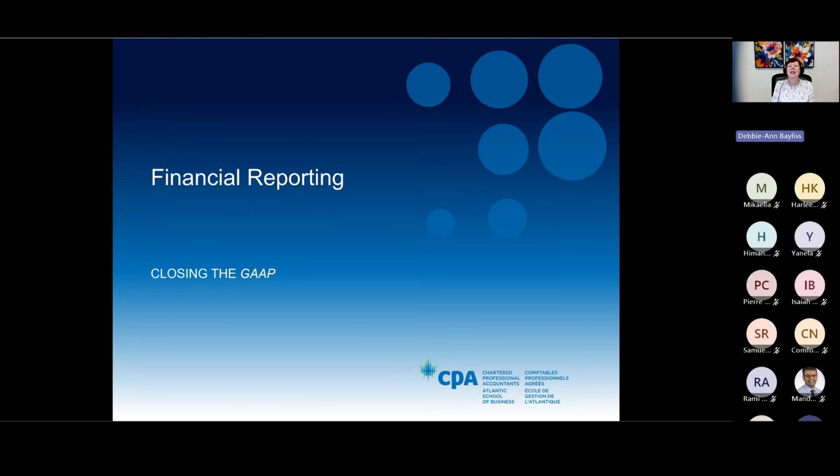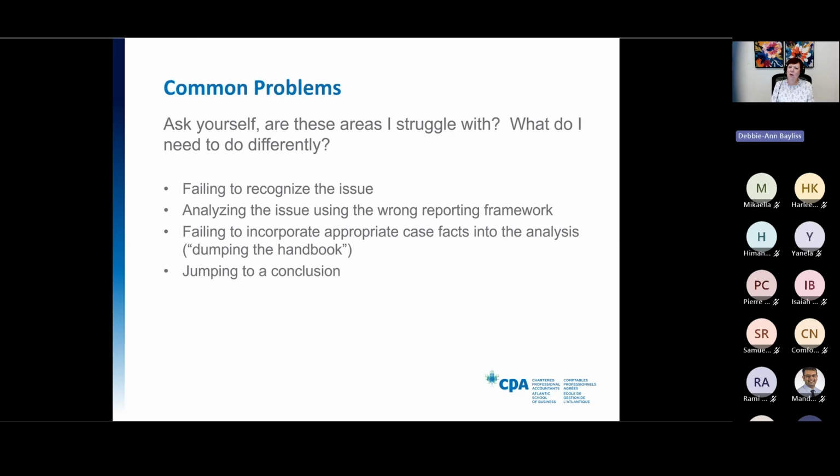So let's talk about financial reporting issues. And for those of you who have watched Understanding CFE, when it comes to level 2, you need to achieve a certain amount of competent responses in either financial reporting or management accounting. And the Board of Examiners have found that several candidates struggle when it comes to the financial reporting issues. So as I go through these, I want you to ask yourself, are these areas I struggle with? And as you're writing the past CFE cases, what do I need to do differently?